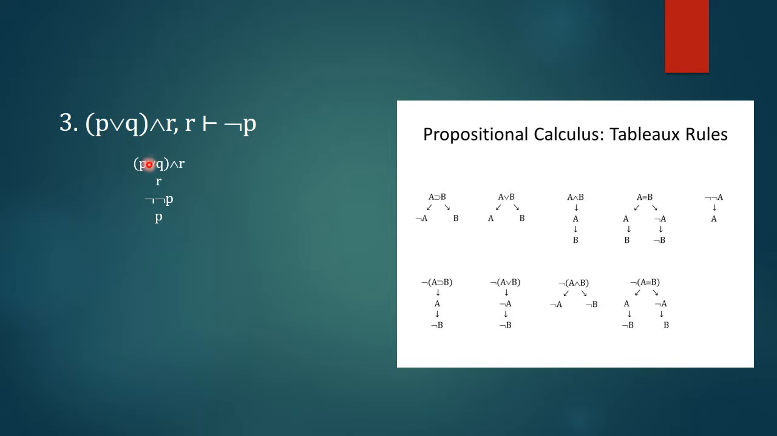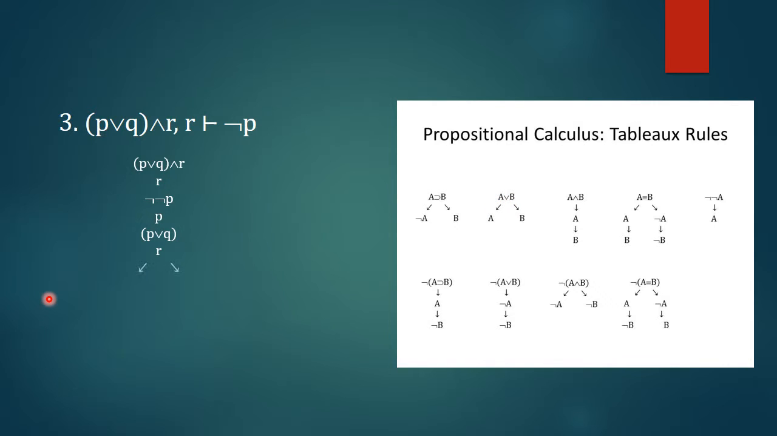You can't apply the rule inside the parentheses first. If you apply those first, then you've got this guy sitting out here, and you have no idea what's going on with that guy. So you have to apply the outside rule first. So I apply the AND rule, and I get P or Q here, R here. Now I'm left with a P or Q, right? Which is this rule right here.